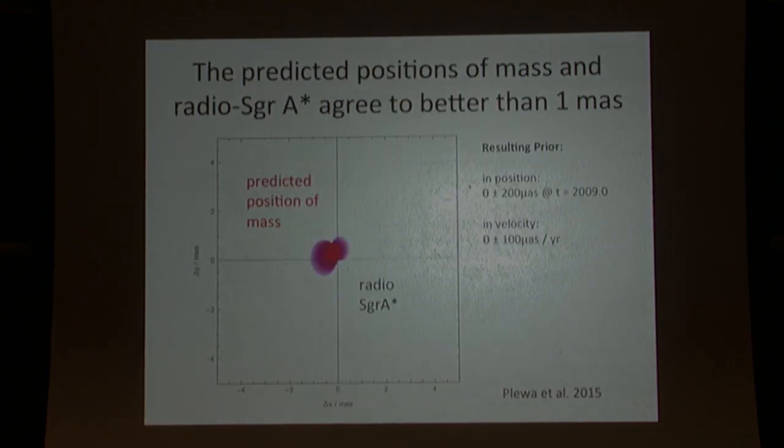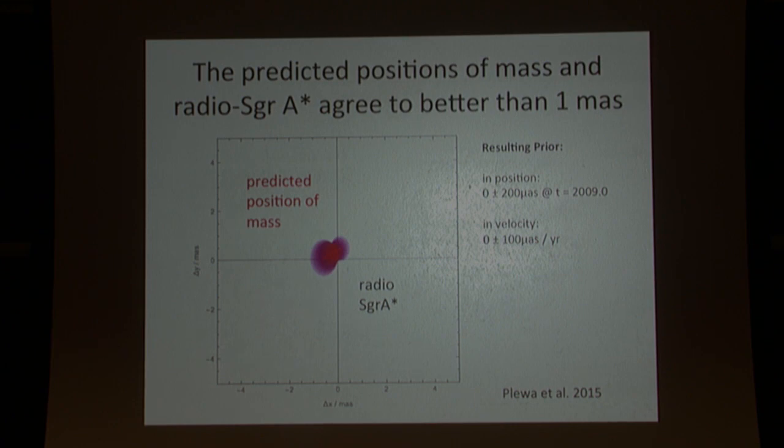Here's what we are getting. So we also get that the position is on the order of 0.2 milliarcsecond in agreement in this test, and the velocity is on the order of 0.1 milliarcsecond per year. So this is our current level of agreement.